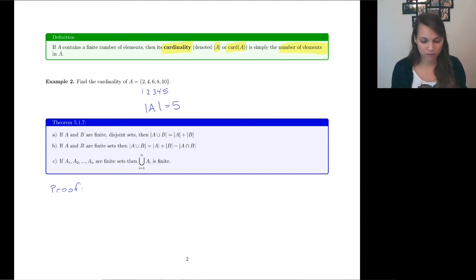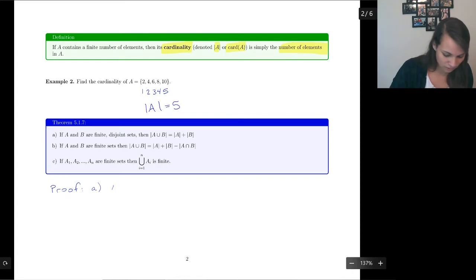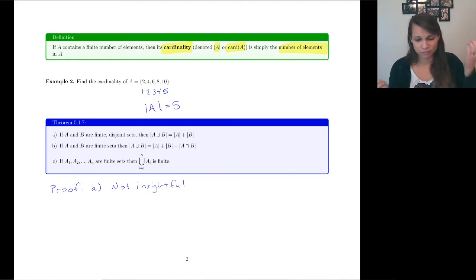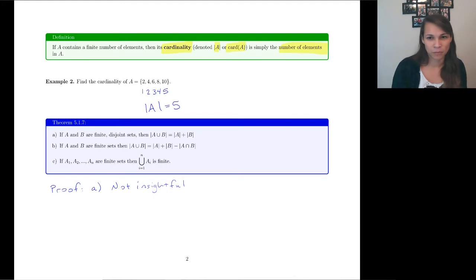And the proof for this is just not insightful. How do you spell insightful? Not insightful. And so we are not going to go over it. It's a trivial concept to think about, but not a trivial thing to prove. And so we're not going to mess around with that. I think you guys get it.